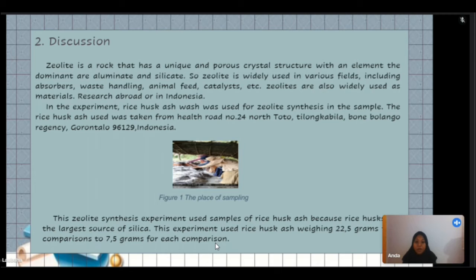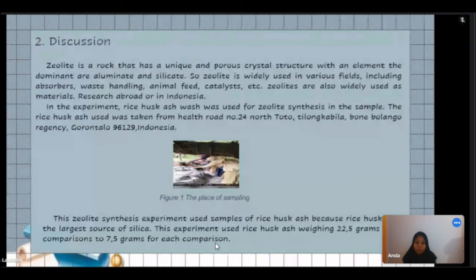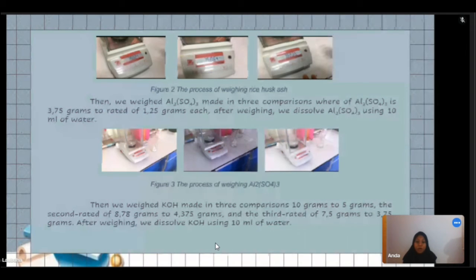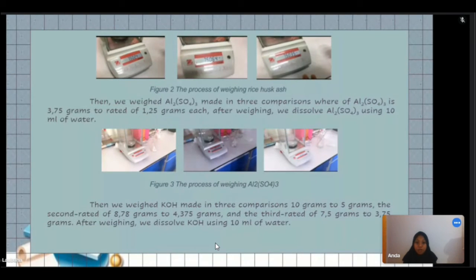This experiment used rice husk weighing 210.5 grams and then compressed to 7.5 grams for each compression. Then we weigh Al2SO4 made in 3 compressions, where the Al2SO4 is 3.75 grams to 1.25 grams each. After weighing, we dissolve Al2SO4 using 10 ml of water.